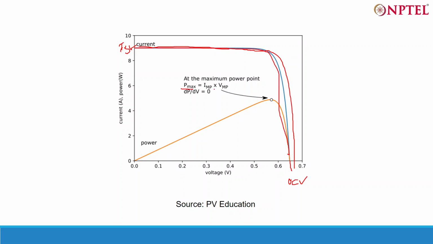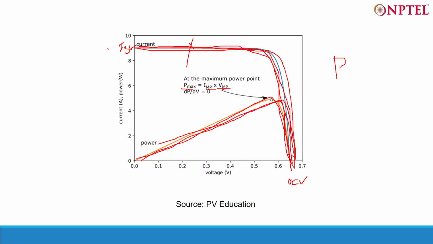Here we get the maximum power point, IMP into VMP, the current and voltage at the maximum power point. And this is the actual power graph. This is the current graph, how current varies, and this is how power varies, calculated by multiplying V into I. You know, power equals V into I.